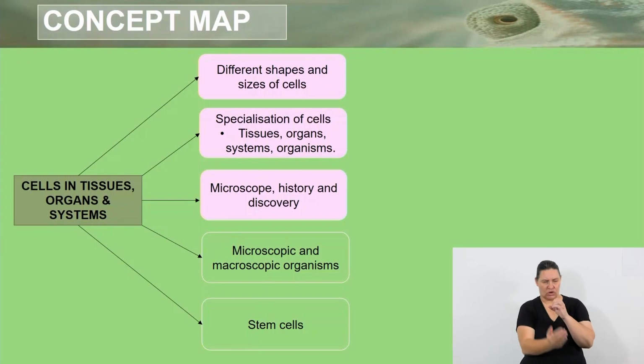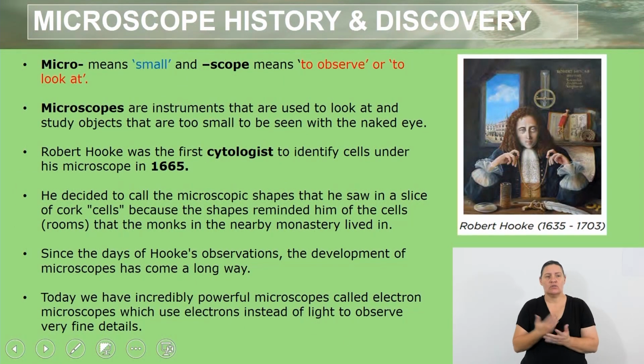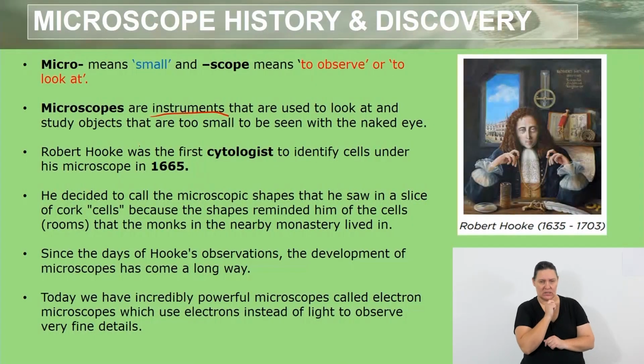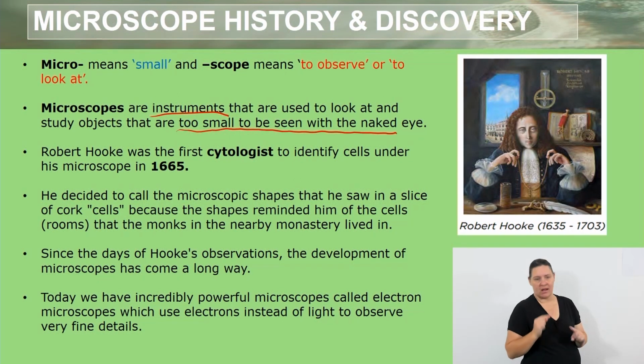So we are going to move on to the third concept, which is the microscope and the history and discovery of it. So when we are saying micro, what we mean is small, and scope means to observe or to look at. So microscopes are instruments that are used to look at or study objects that are too small to be seen with our naked eye. That is why we need a microscope to look at them.